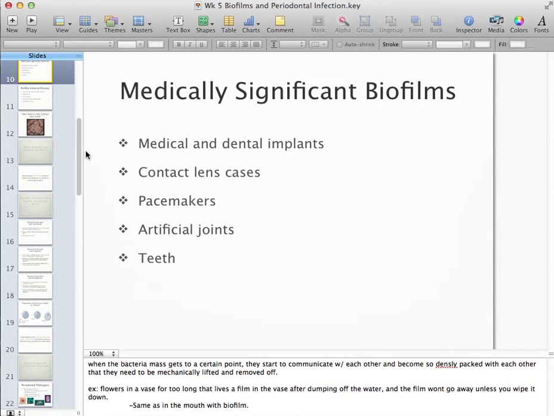When the bacteria mass gets to a certain point, they start to communicate with each other and become so densely packed that they need to be mechanically lifted or removed. Example, when you have flowers in a vase and the flowers sit in that water for so long, and then you dump out the water and there's a film left on the glass of the vase, that is a biofilm. Same thing happens in our mouths.